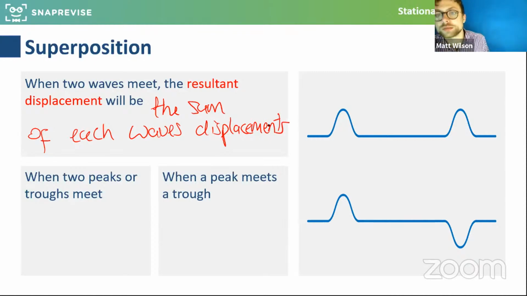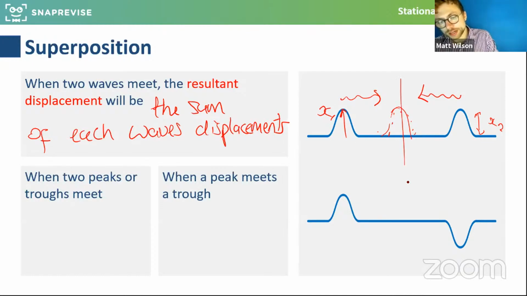So let's look at an example. Let's say we have a wave here with a displacement x1, which is just moving along the right-hand side. So eventually it's going to reach the middle here. And then we have another wave with displacement x2. And this is moving along in the other direction. Okay, so eventually that's going to reach here as well. What will be the displacement when these 2 waves meet at this point here?